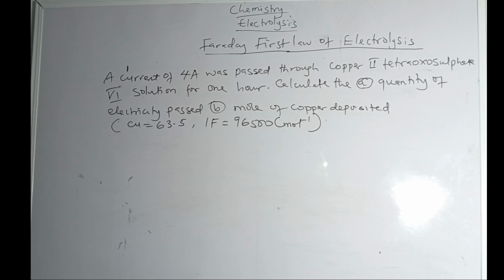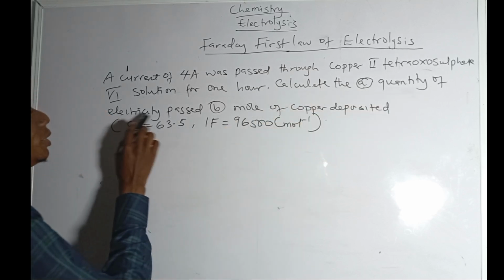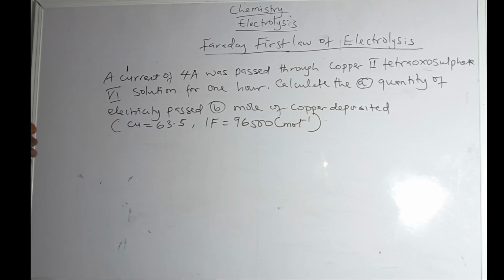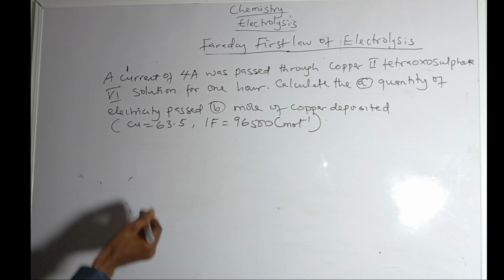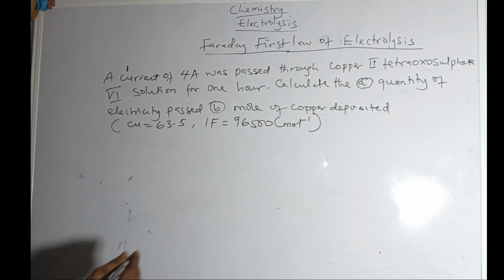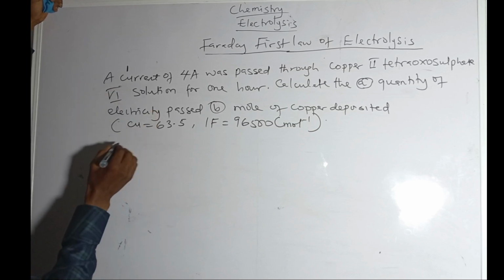So to solve this particular electrolytic question, let's say a current of 4 ampere was passed through copper(II) solution for 1 hour. Calculate the quantity of electricity passed and the mole of copper deposited. I want to give you a very short formula that you can just apply directly and substitute into the question. So let's talk about that formula first before we come back to this calculation.